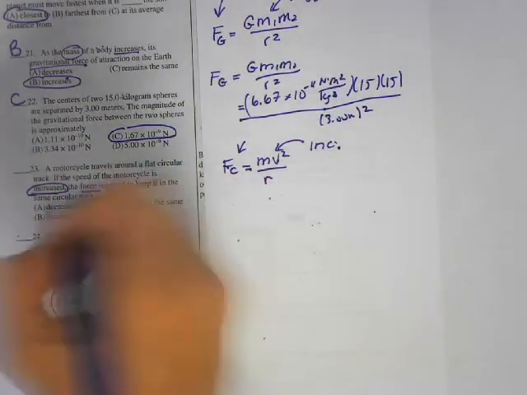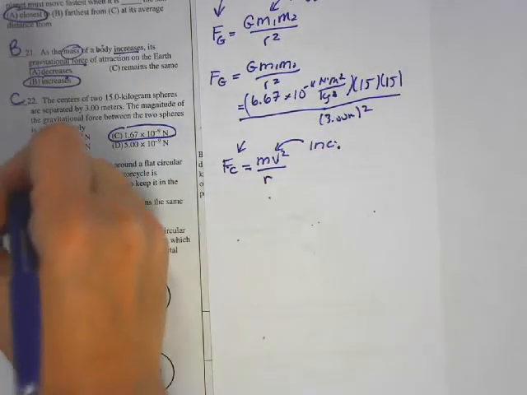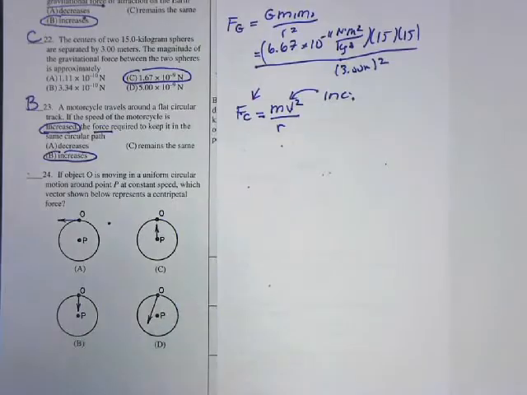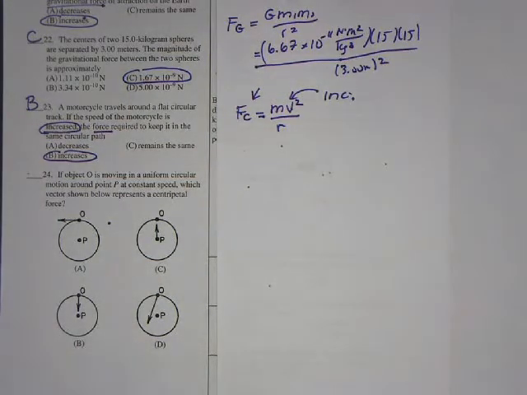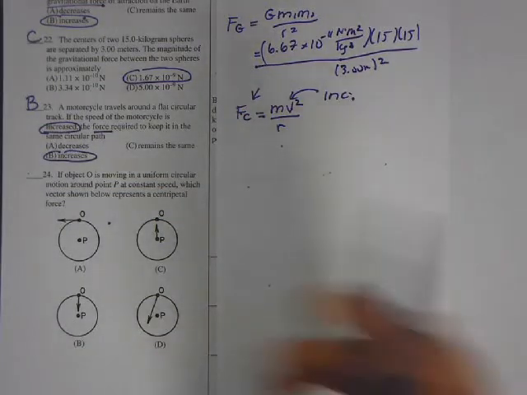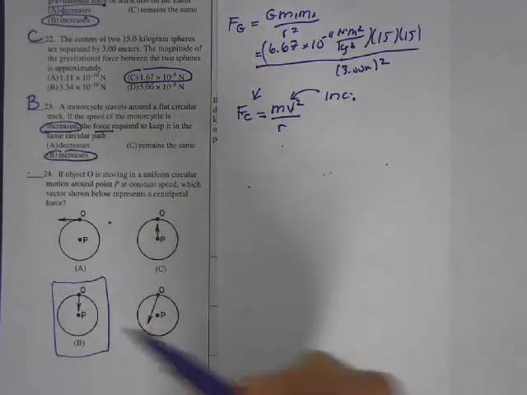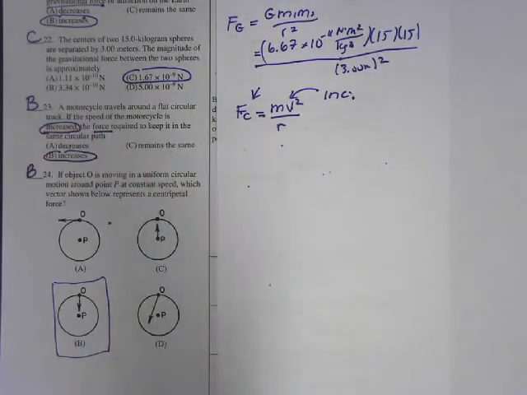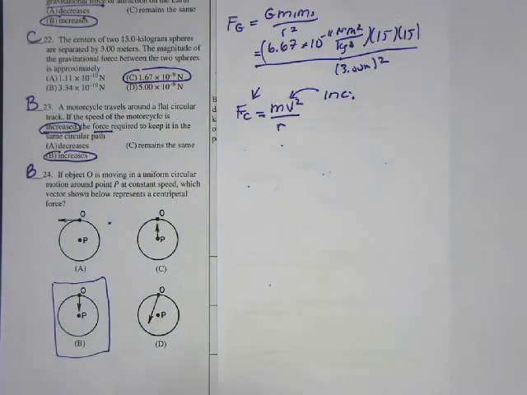Number 24. It says, if object O is moving in a uniform circular motion around point P at a constant speed, which vector shows the centripetal force? So there's one thing you need to know. When something's going in a circle, the centripetal force is always going to act towards the center. So the one that's acting towards the center is only this one. So that's going to be choice B. All right. So this was from the last chapter, so this is fresh in our head, right?